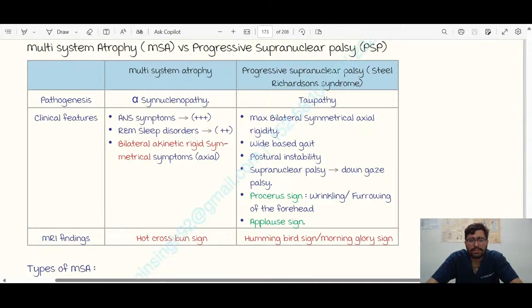What about progressive supranuclear palsy? It is also called Steele-Richardson syndrome. Here tauopathy takes place. Maximum bilateral symmetrical axial rigidity takes place, with wide-based gait, postural instability, supranuclear palsy, and down gaze palsy. Procerus sign will be there, in which wrinkling and furrowing of the forehead takes place. Applause sign will be there, and the MRI finding will be the hummingbird sign or morning glory sign.